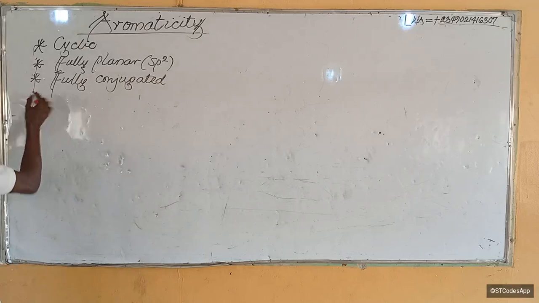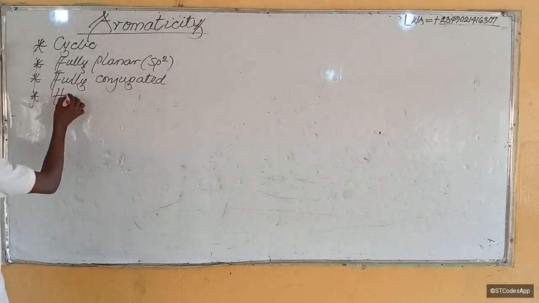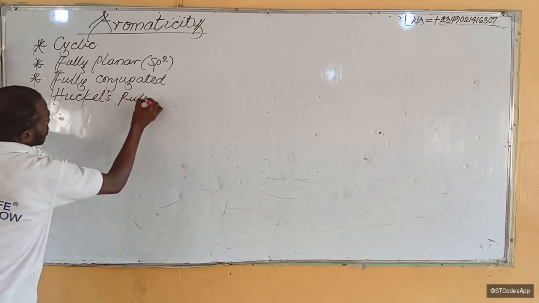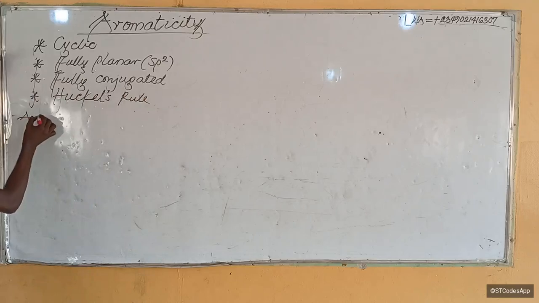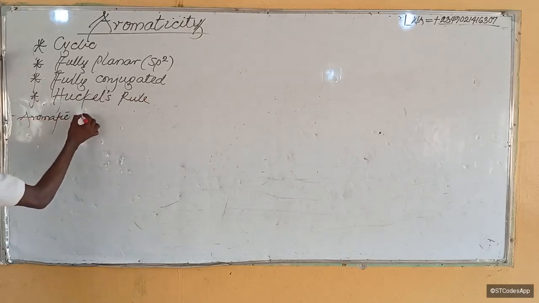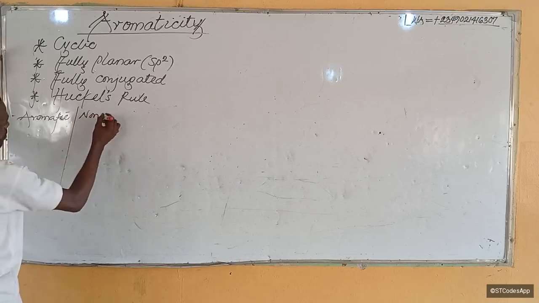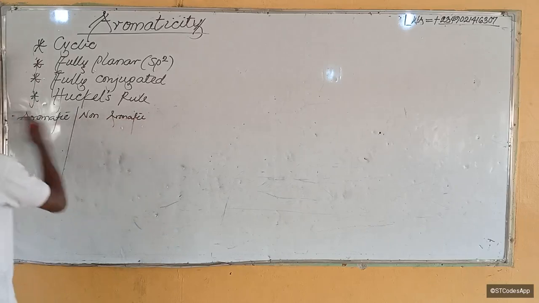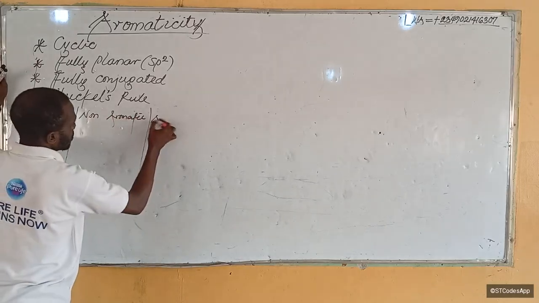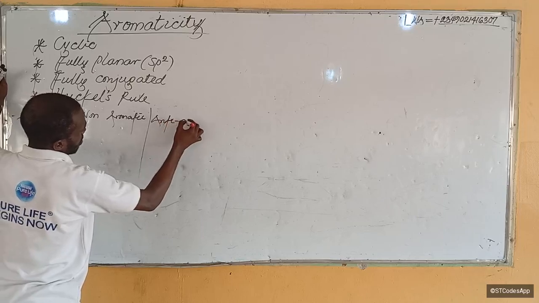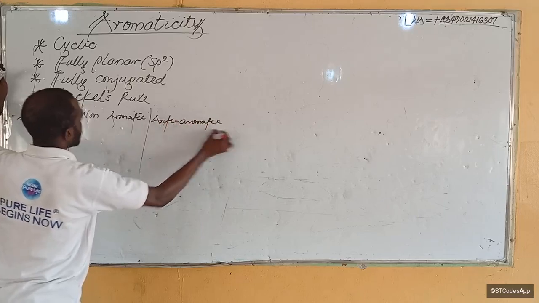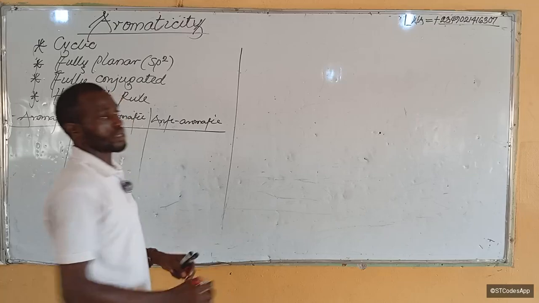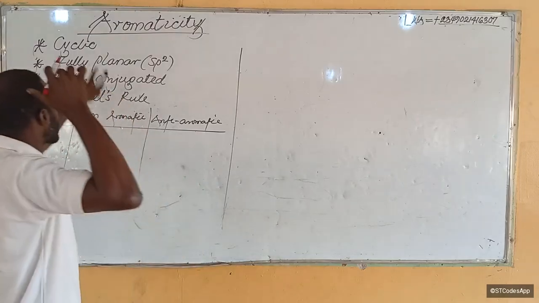Then the third condition is that it must follow Huckel's rule. Now, molecules are classified as aromatic, non-aromatic, or anti-aromatic. So for example, when I draw some structures, I'm going to be asking whether they are aromatic or not. But first, let me explain what a cyclic molecule is.